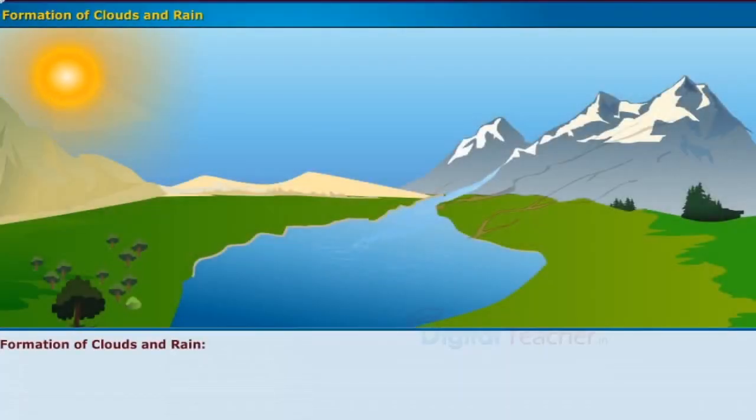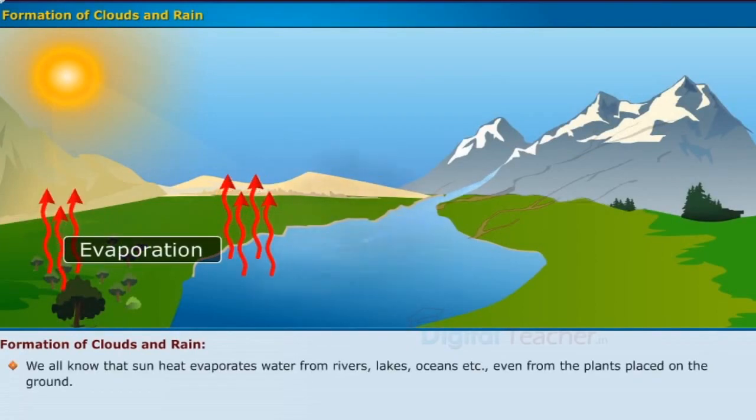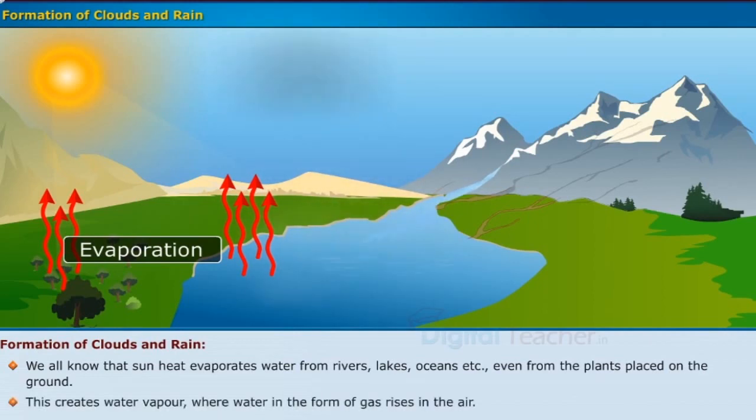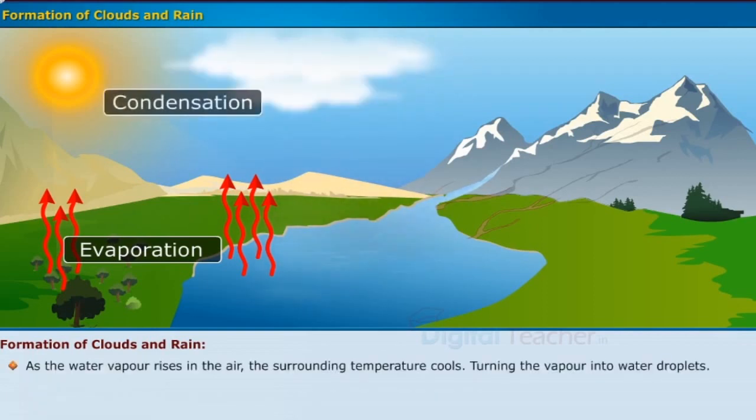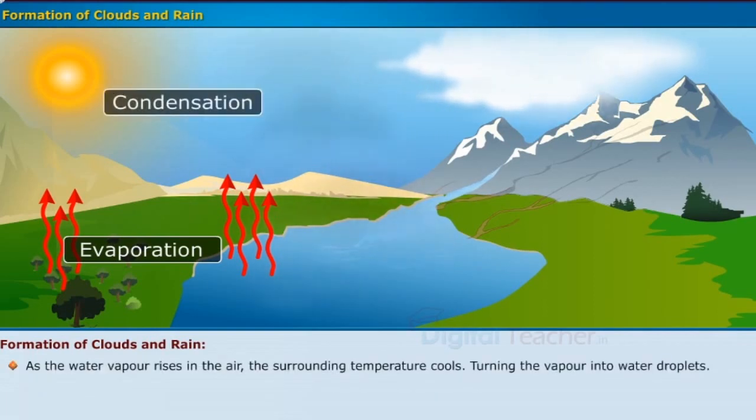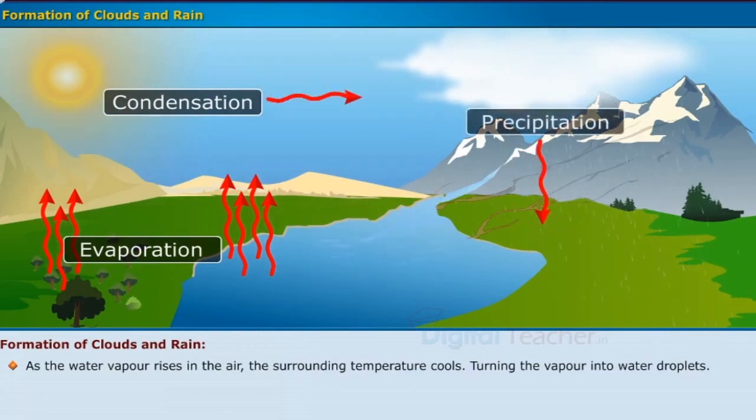Now, let us know how the rainfall occurs. We all know that sun heat evaporates water from rivers, lakes, oceans, etc., even from the plants placed on the ground. This creates water vapor, where water in the form of gas rises in the air. As the water vapor rises in the air, the surrounding temperature cools, turning the vapor into water droplets.